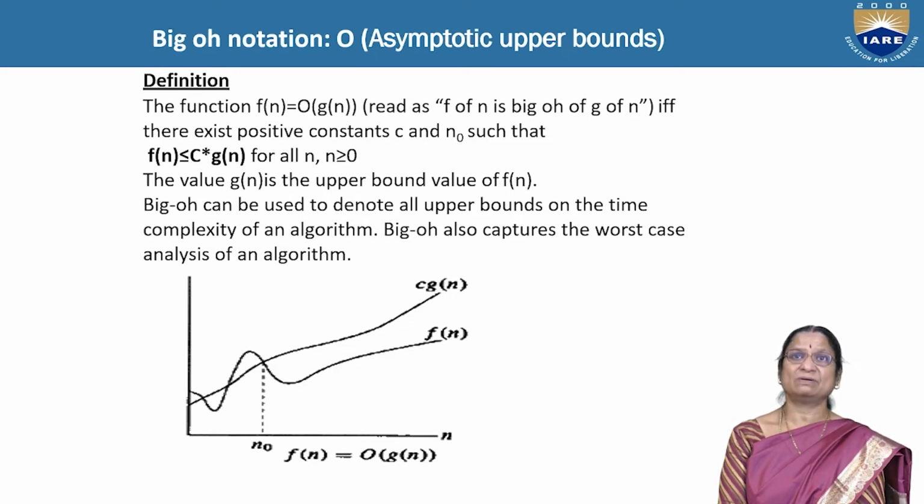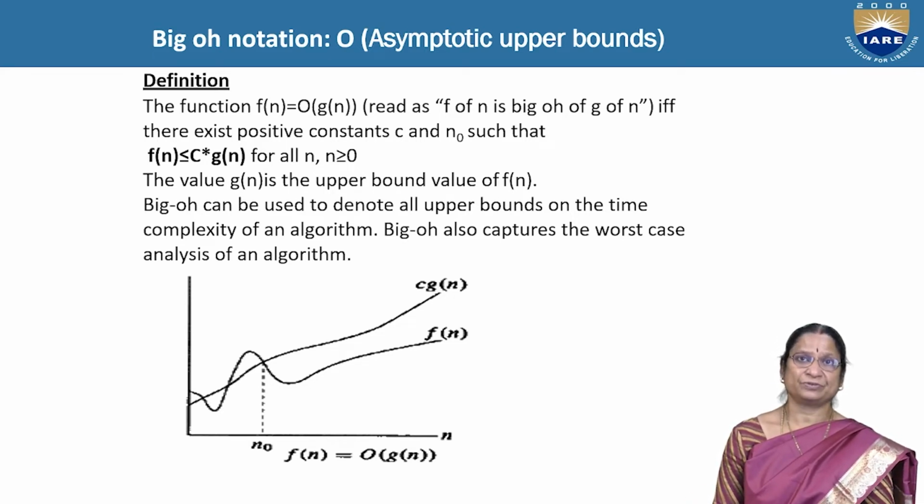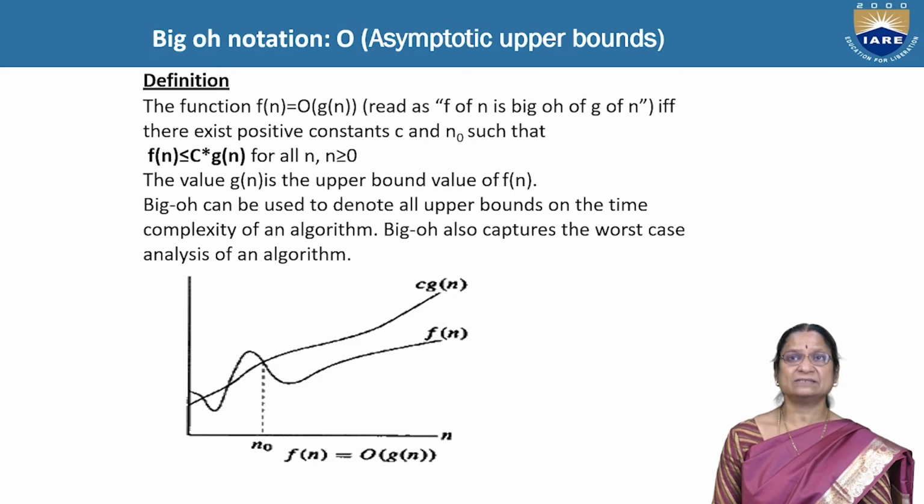That is the maximum upper bound. Big O notation can be used to denote all upper bounds. More than that, you can also consider all upper bounds on the time complexity of an algorithm. Big O also captures the worst case analysis of the algorithm.